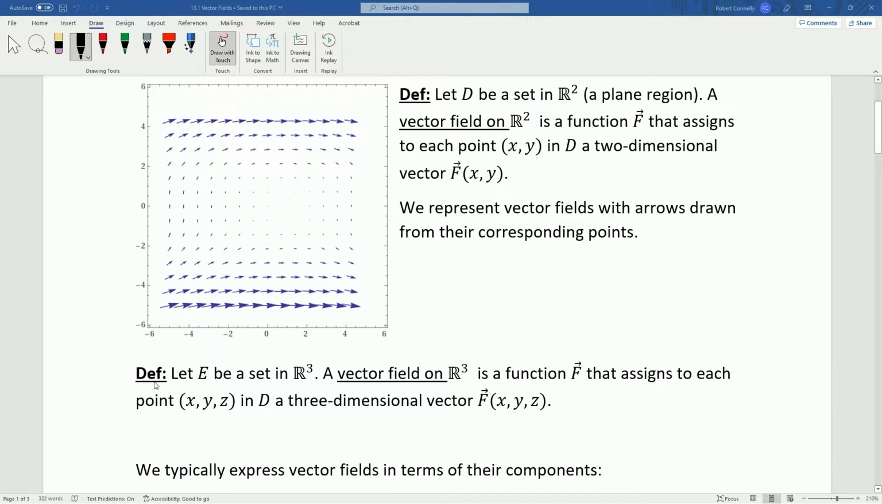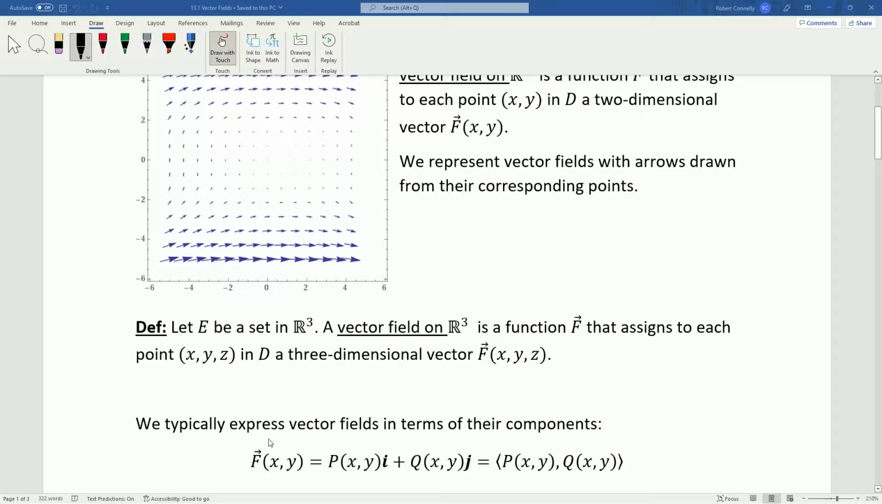All right, so another definition, let E be a set in R3. A vector field on R3 is a function f that assigns to each point x, y, z in D a three-dimensional vector f of x, y, z. Now these are a little bit harder to draw, but we'll see a simple example of drawing a three-dimensional vector field like this in a short bit.